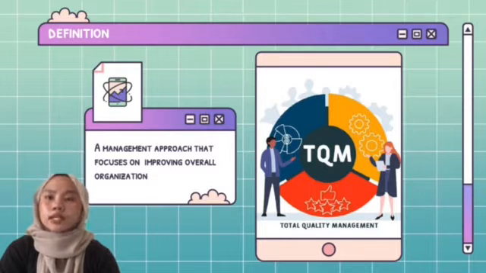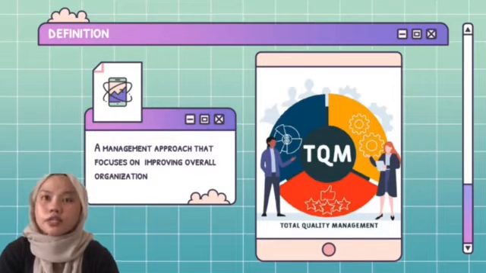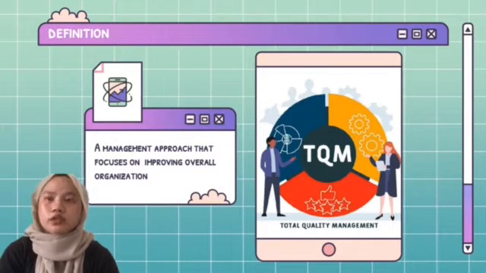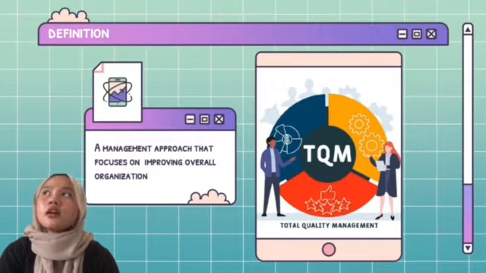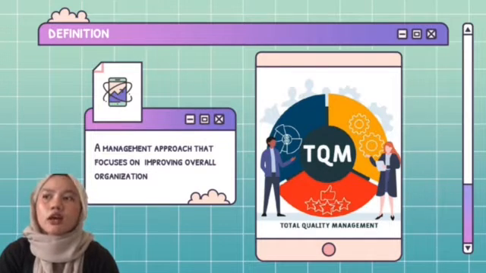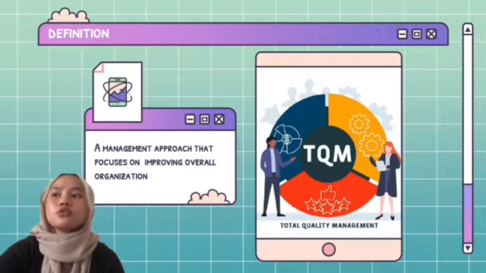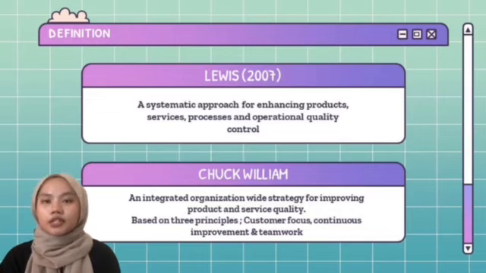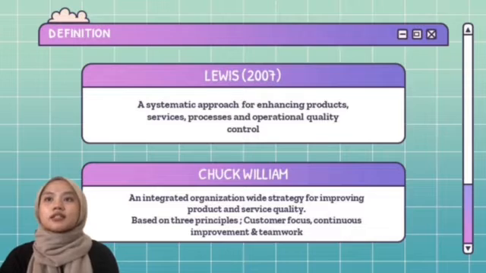Total quality management can be defined as an ongoing process management approach that focuses on improving the overall organization, including decision making by upper management, customer satisfaction, improvement in quality of goods and services, and also encouragement, mutual respect and teamwork. Also, in the definition of total quality management, according to Lewis 2007, it is a systematic approach for enhancing products, services, processes, and also operational quality control.